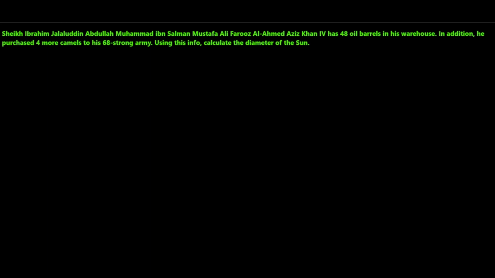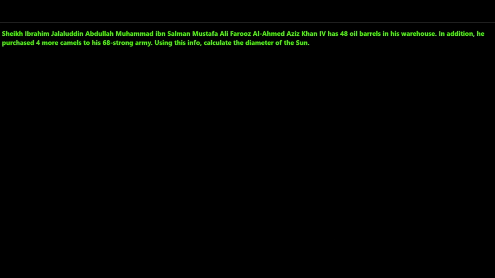So, if you've been taking the Cambridge IGCSE math course and you're in 9th grade and you've taken extended, then you have probably come across this question in your CA1. Sheikh Ibrahim Jalaluddin Abdullah Muhammad ibn Salman Mustafa Ali Farouz Al Ahmad Aziz Khan IV has 48 oil barrels in his warehouse. In addition, he purchased 4 more camels to his 68 strong army. Using this information, calculate the diameter of the sun.